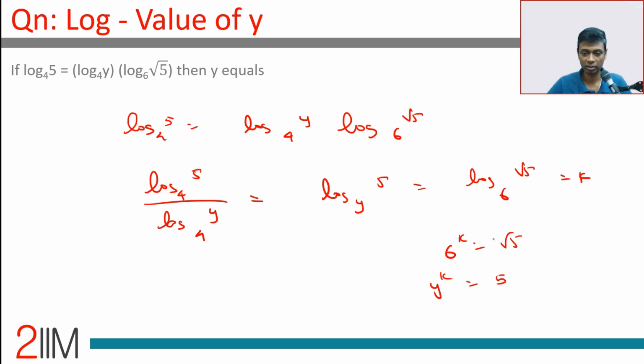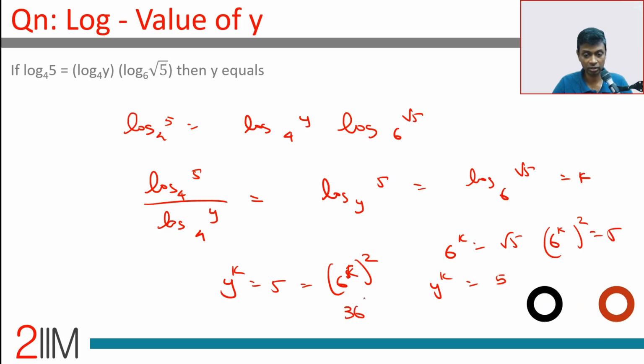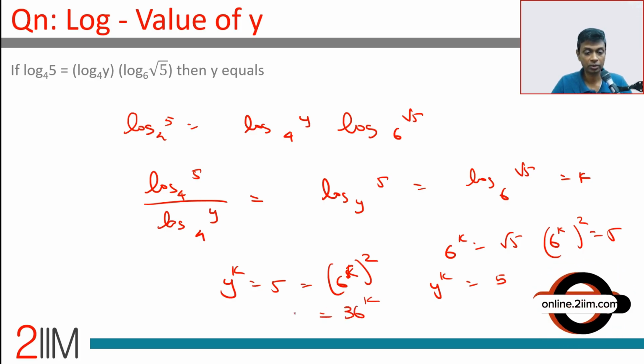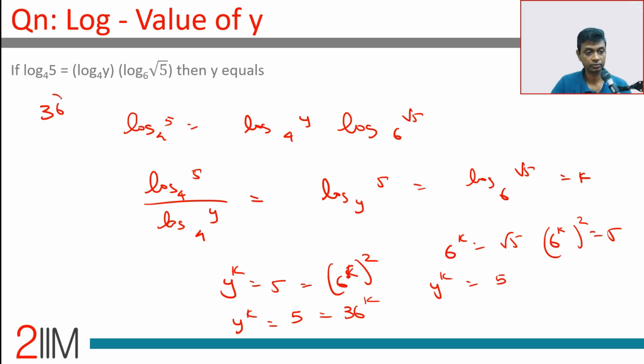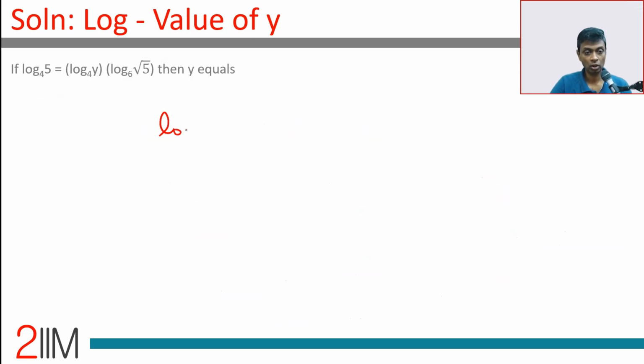Square this. 6 power k is root 5. 6 power k whole square is 5. Y power k is 5, which is nothing but 6 power k the whole square. Or this is 36 power k is 5, which is nothing but y power k, or y equals 36. Log root 5 to the base 6 is same as log 5 to the base 36.